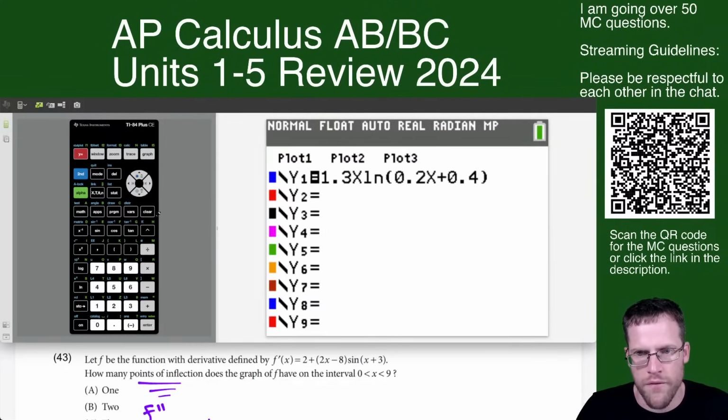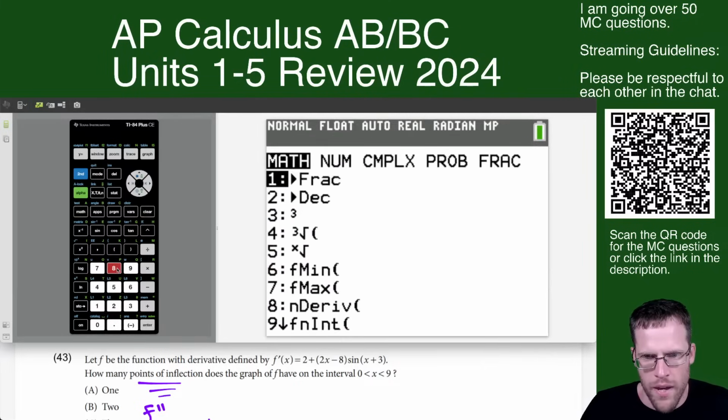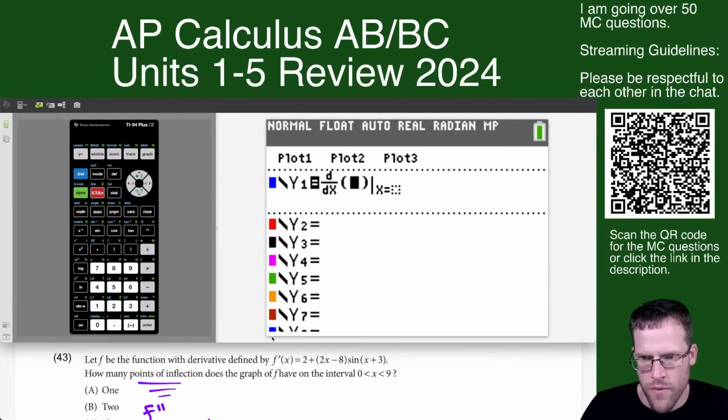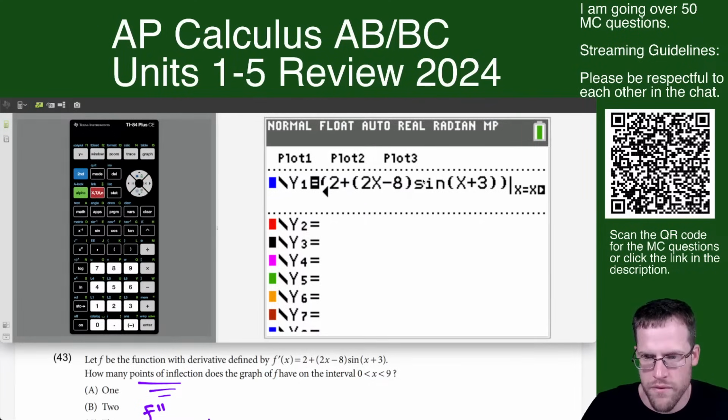So if I want to find f double prime, I could do a derivative, but it's a calculator question. There's no way you're graphing that by hand unless you have a computer brain. So math 8, I'm deriving 2 plus 2x minus 8. And make sure you're in radians for this, because if you're in degrees, it's going to ruin the question. And then sine of x plus 3. Okay, so we're doing this. And I'm going to write x equals x. So the calculator will derive this for us.